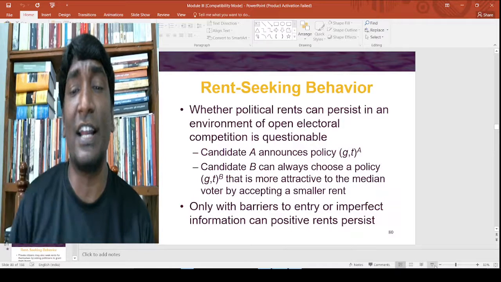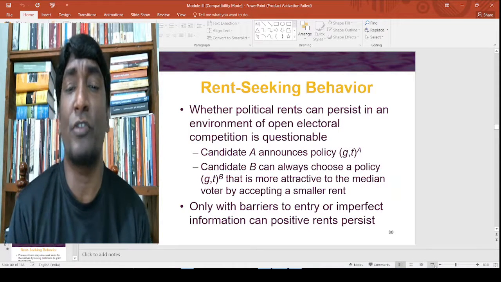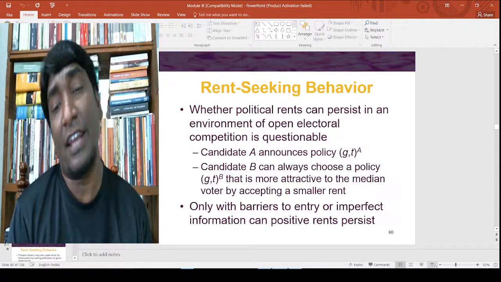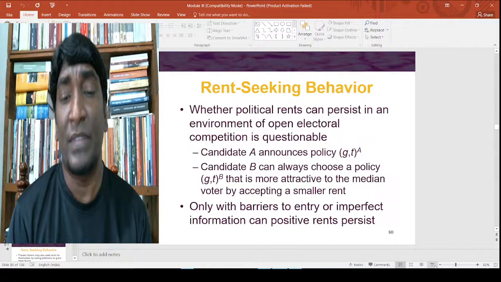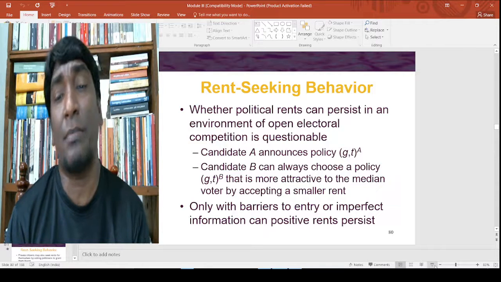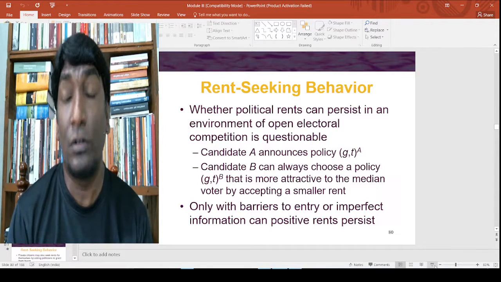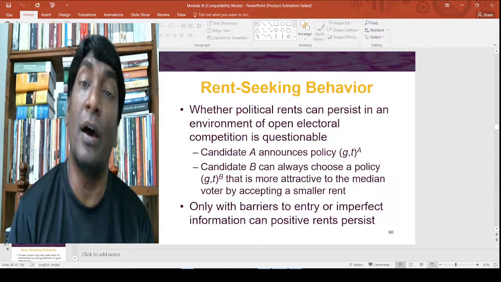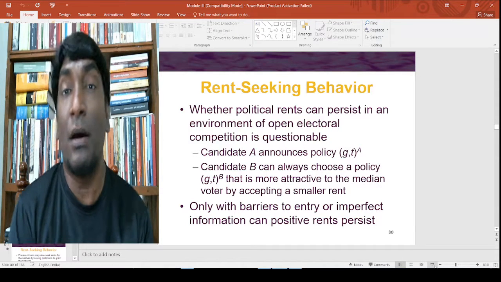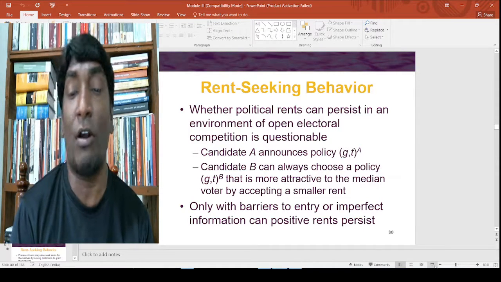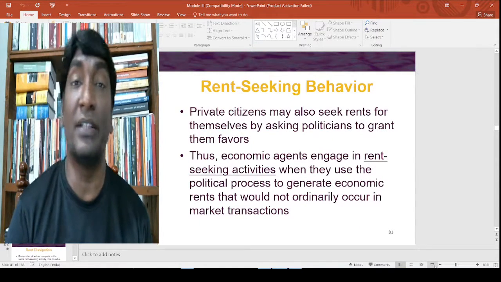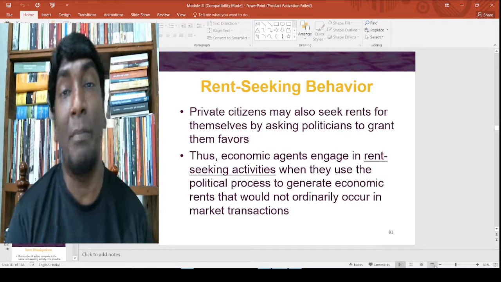Whether political rents can persist in an environment of open electoral competition is questionable. That is, candidate A announces a policy G_A, T_A, and candidate B can always choose a policy G_B, T_B that is more attractive to the median voter. Now, the recently concluded election shows that the ruling party was voted back to power, and that means their policy was accepted by the people. Only with barriers to entry or imperfect information can positive rents persist. That is why the other party, the third front, cannot even make a move.